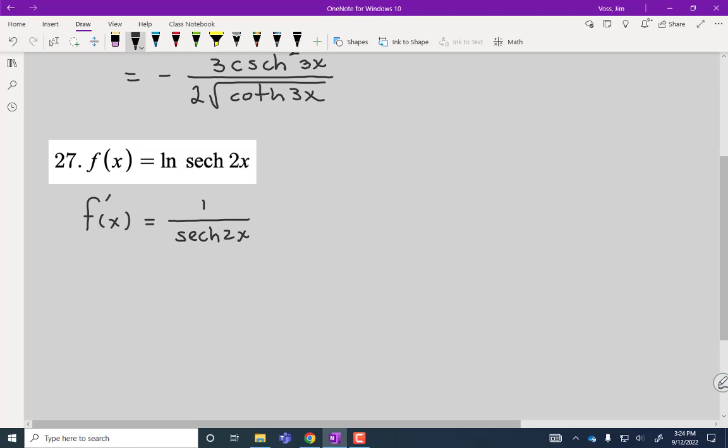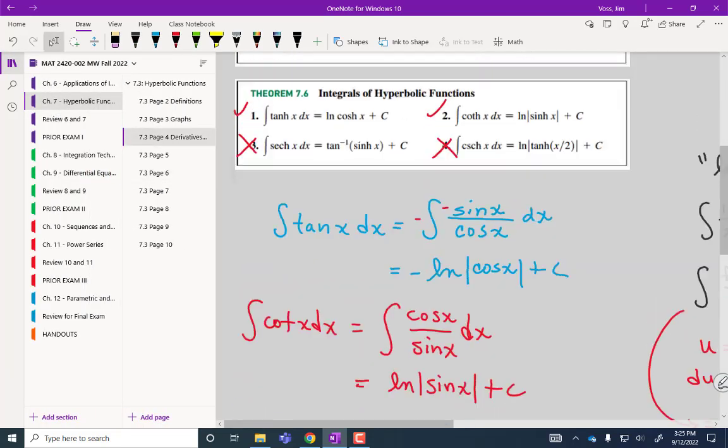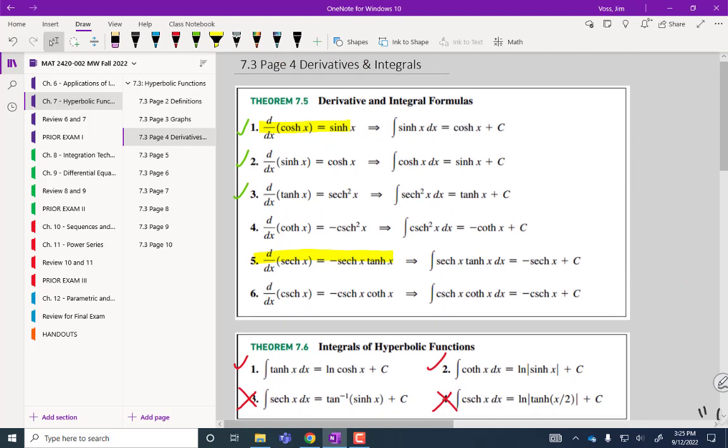Now that could turn into cosh right now, right? Because the reciprocal of cosh is sech, reciprocal of sech is cosh. So 1 over the inside multiplied by the derivative of the inside. So the derivative of the inside is minus sech 2x tanh 2x times 2. Do we agree? I think so. If we go back up to the derivatives, the derivative of sech is minus sech tanh. Like the derivative of secant is sec tan, but with the hyperbolics, we have to put in a minus. For the three others, they're all minus.